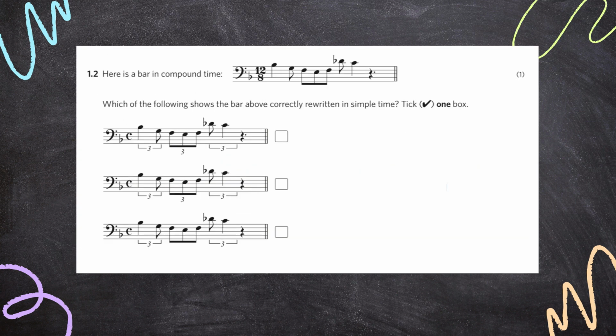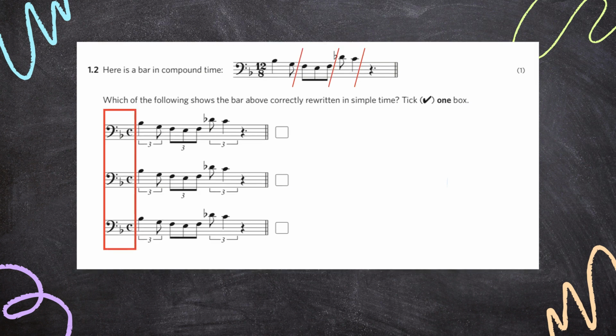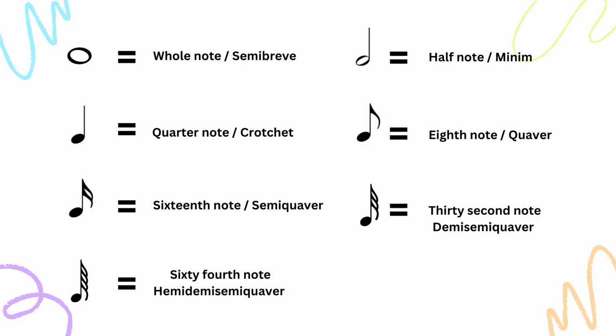In question 1.2, you need to change the time signature from compound time to simple time. Here the time signature of all the answers are in 4/4 time, so basically we just need to find out which answer has 4 crotchets in 1 bar. Triplet here equals to 1 crotchet, so the second one is correct. Be familiar with all the note value and calculate carefully like doing math, and you will get the full mark easily here.